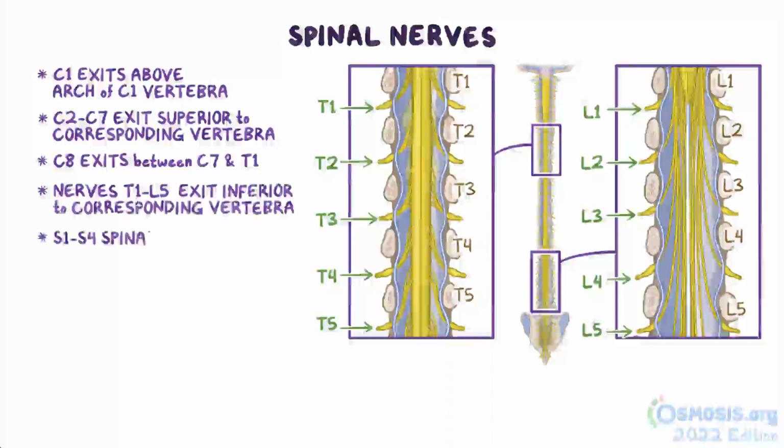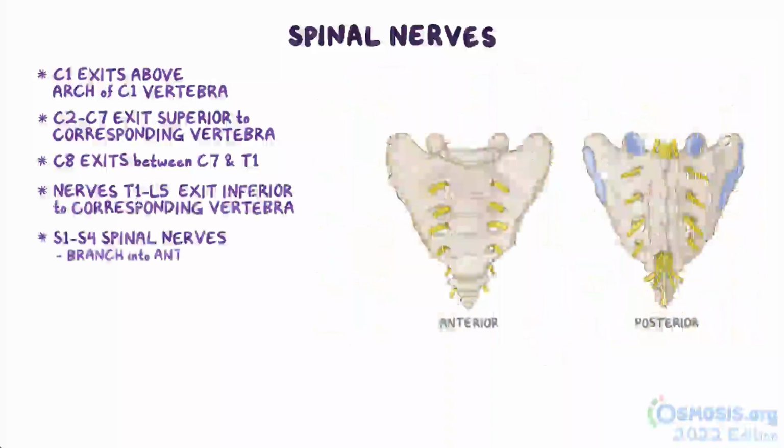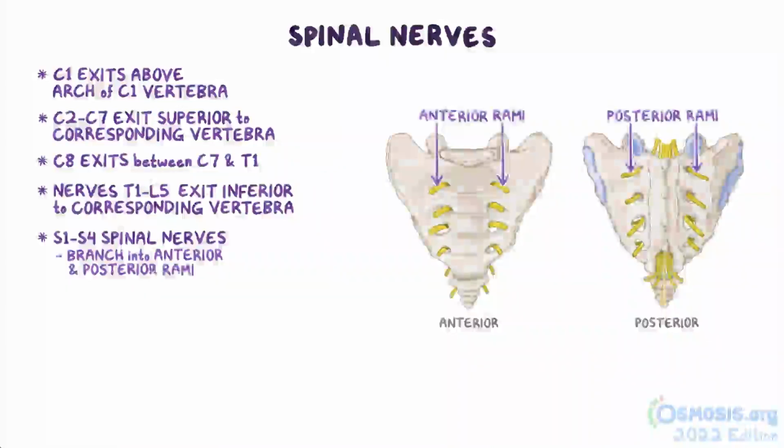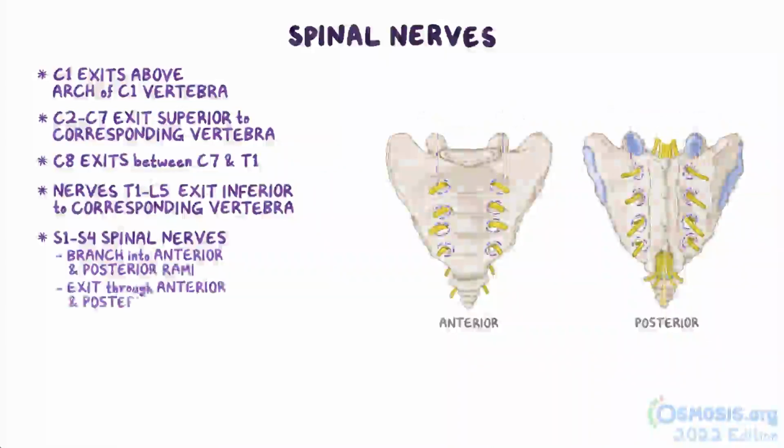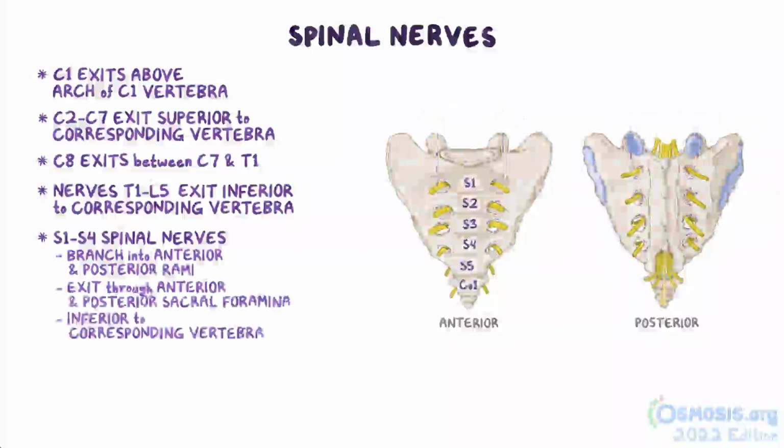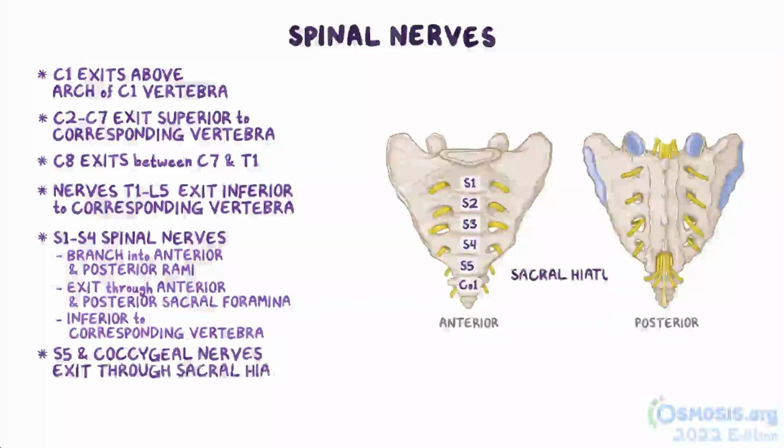The S1 to S4 spinal nerves branch into anterior and posterior rami, and then exit through the anterior and posterior sacral foramina, inferior to their corresponding vertebra, and finally, the S5 and coccygeal nerves exit through the sacral hiatus, which is inferior to the S5 vertebra.